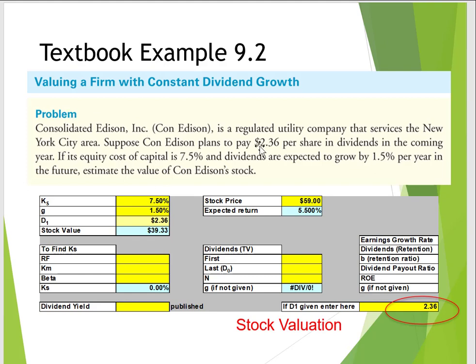So here we have a company, it's a regulated utility. It plans to pay $2.30 per share in dividends in the coming year.